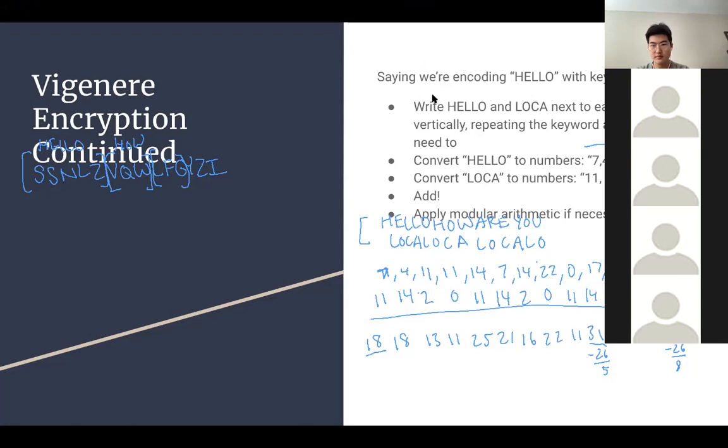And also just to repeat, the keyword, once you write it once, that's not the end. You have to repeat the keyword as many times as necessary, like we did with a local, low. You just repeat it as many times as necessary to get yourself to the end of the plain text. So then after that, you convert to numbers, add, and then fix any numbers that are above 25. You won't get any negative numbers here because you're adding positive numbers together, so no way to go below 0 doing that. But during decryption, you might get negative numbers, so instead of subtracting 26, you would add 26 as many times as necessary.